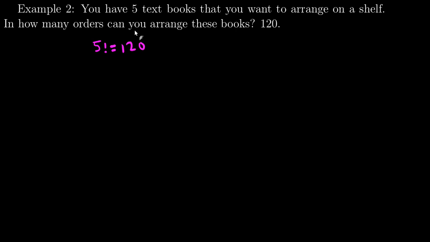If you didn't get this, you could have seen that we have 5 spots on the shelf to organize them. And for the first spot, we have 5 choices. Second spot, we have 4 remaining books. Third spot, we have 3 remaining books. Fourth spot, we have 2 remaining books. And the last spot, we only have 1 book, so there's really no choice once the other 4 books are chosen, and multiply through.